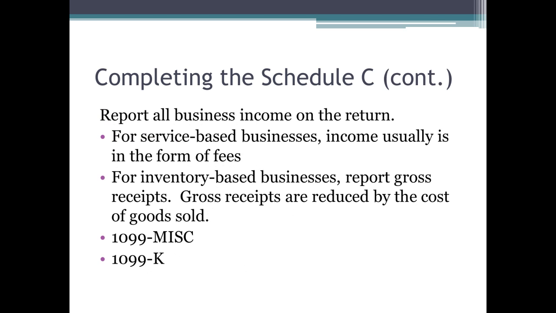You must report all business income on the return. For service-based businesses, income usually is in the form of fees. For inventory-based businesses, report gross receipts. Gross receipts are reduced by the cost of goods sold. Also, 1099-MISC and 1099-Ks are put on the Schedule C.